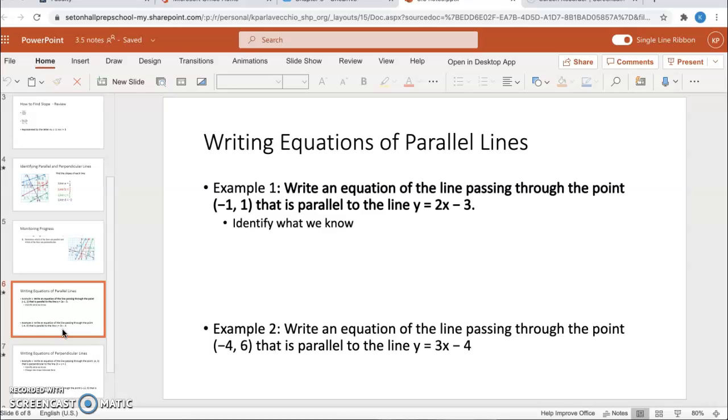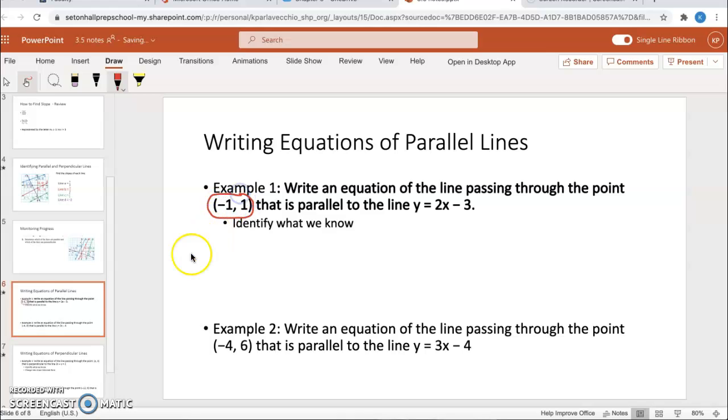I will be stating a sentence of the given information to write your own equation. So what I want you all to do is write an equation of a line that passes through point -1, 1 and is parallel to y = 2x - 3. So one important thing that I will need to use for my new equation is this coordinate.